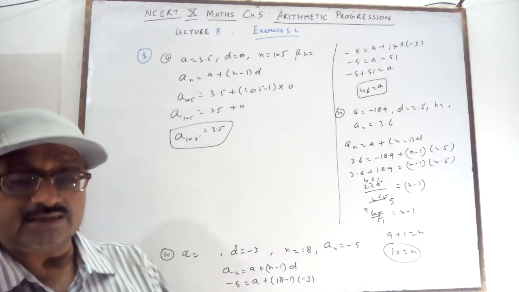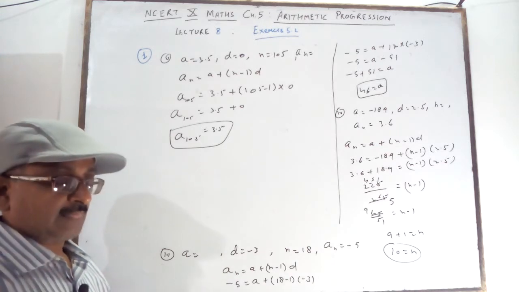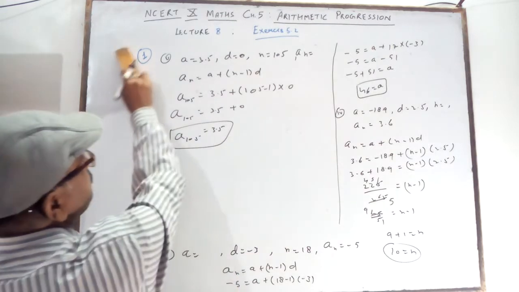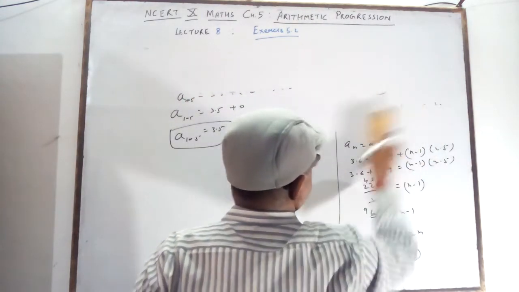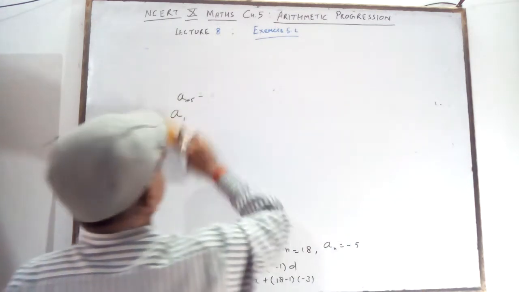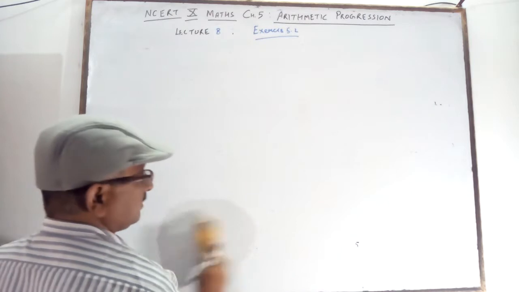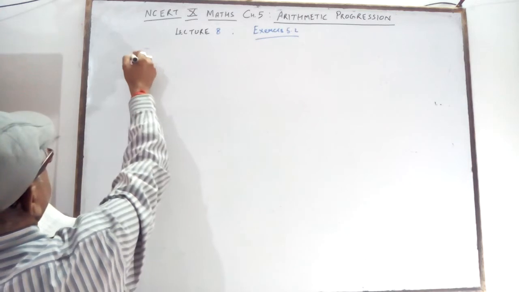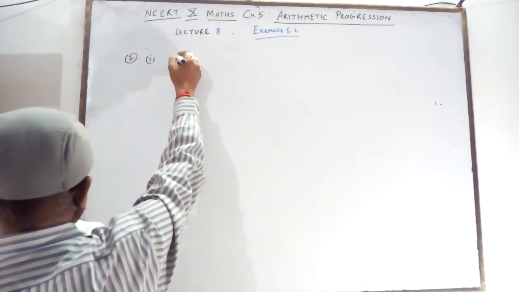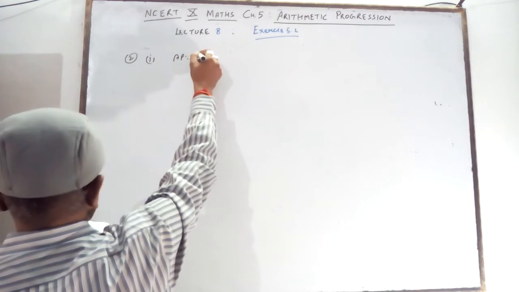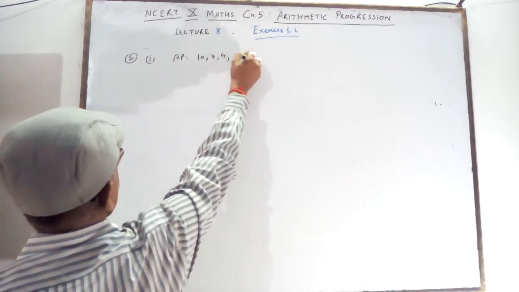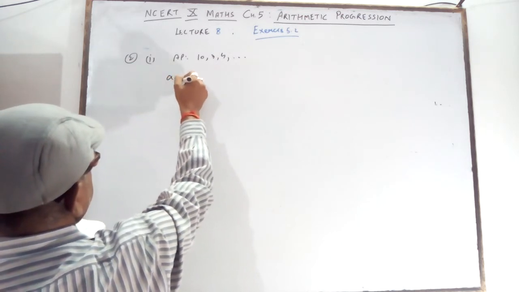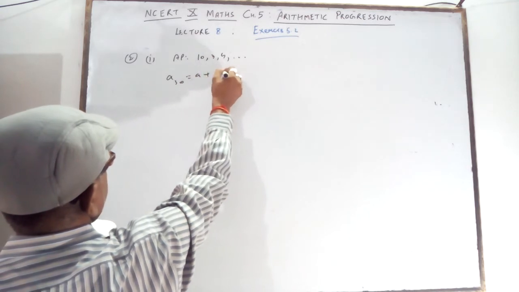So questions you can find out very easily, what do you want to get. Now you see the question number 2 of this exercise. It is given some fill in the blanks type questions. 30th term of the AP, very simple given. Question number 2, first part. What is given? AP is given, 10, 7, 4 and so on, and you want a30. a30 is equal to a plus 29d.